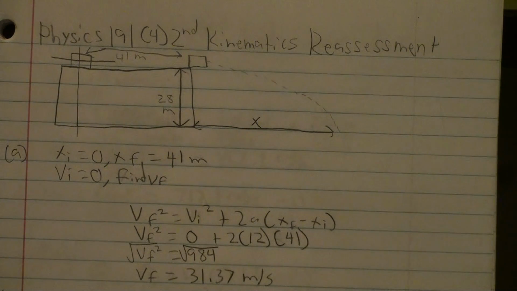And part B is, suppose that the block leaves the elevated surface and lands on the ground 28 meters below the elevated surface. How far from the elevated surface does the block land?